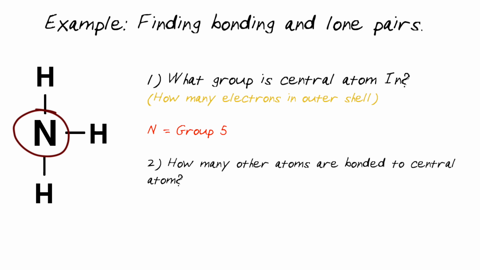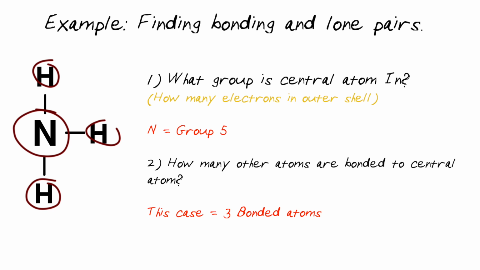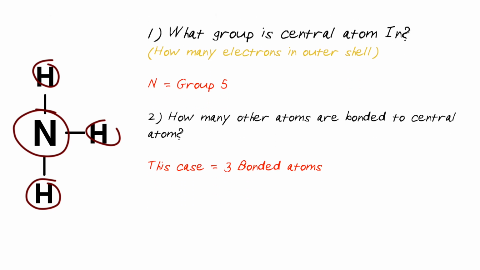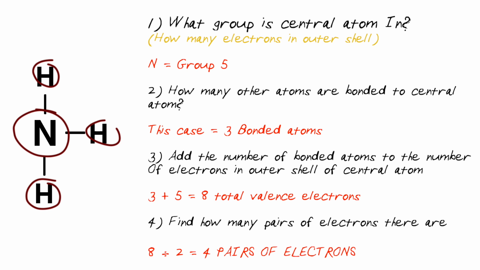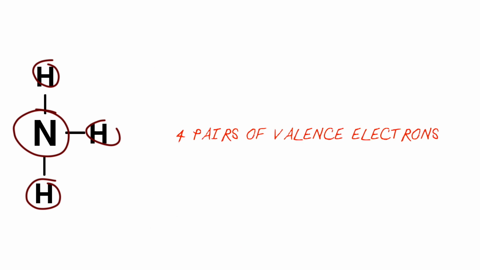You then look at the atoms that are bonded to this central atom. In the case of ammonia, there's 3 bonded to the central atom. You then take that number 3 and add it to the 5 electrons that exist already. You're left with 8. To find out how many pairs there are, you divide that number by 2, obviously. So in the case of ammonia, there is 4 valence electron pairs. We'll see how the 3D shape relates to this information soon. Spoiler alert, it looks like this.